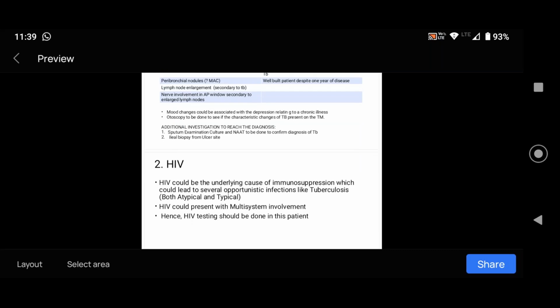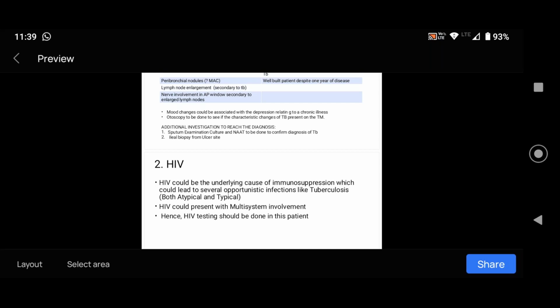Again, the additional investigations to reach the diagnosis, or to confirm that it was not TB: we could have done a sputum examination, and a nucleic acid amplification, which is the confirmatory test for a disseminated TB. And because we had an ileal ulcer, we could have done a biopsy from the edge so that we could see some characteristic findings of gastrointestinal tuberculosis. So that was my take on TB.